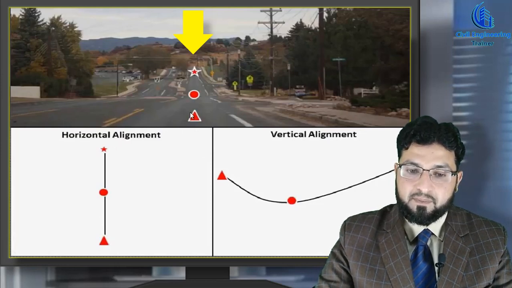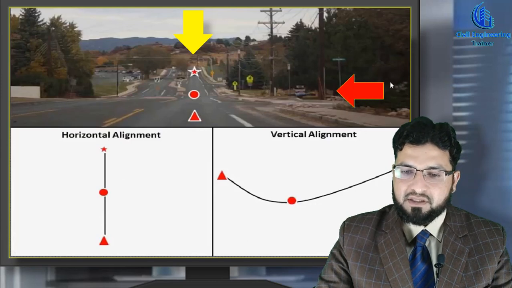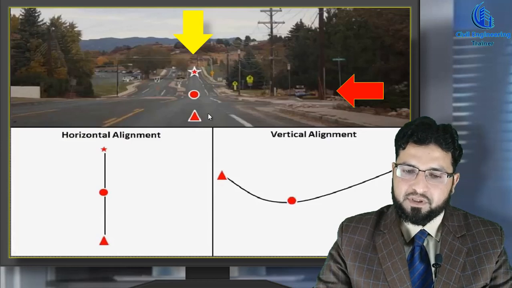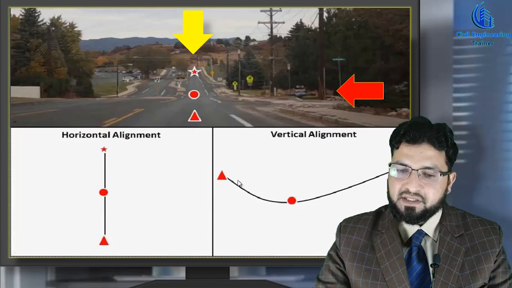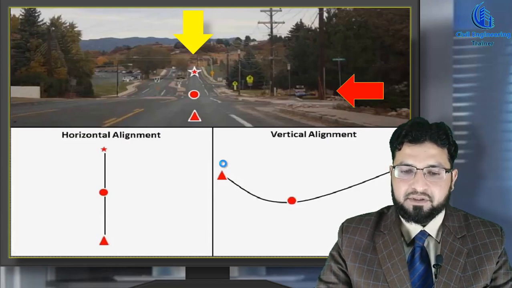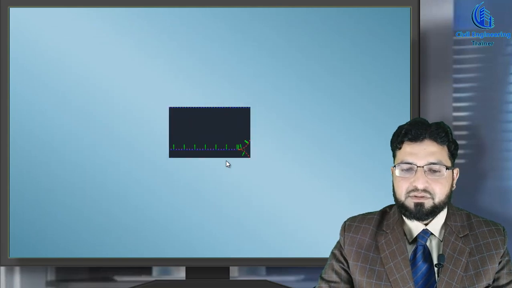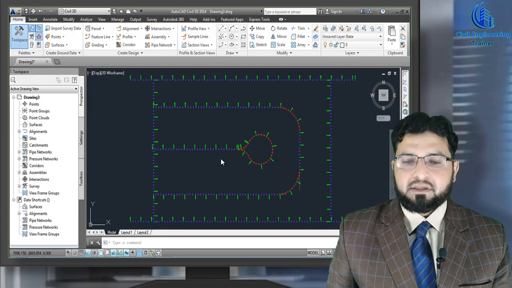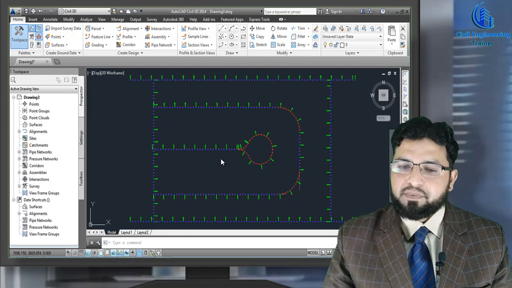So this is the road's top view. If you see this road from the left side or right side, you can see this point here, this point here, and this point here. This is vertical alignment, okay? The curve portion is coming here. This is horizontal alignment and this is vertical alignment. Basically, the design of any road depends on horizontal alignment.